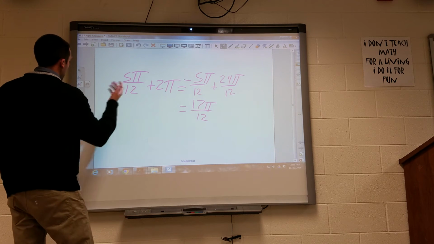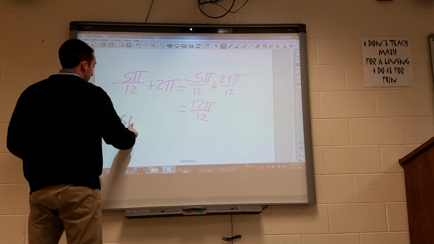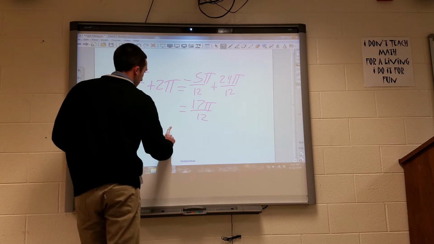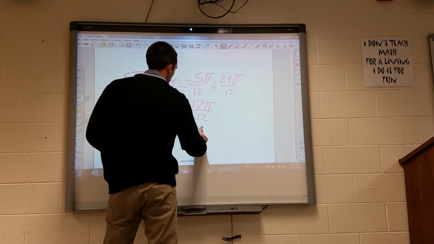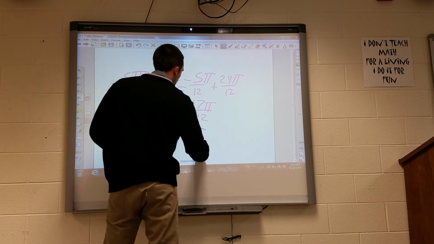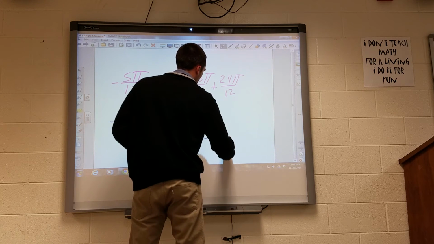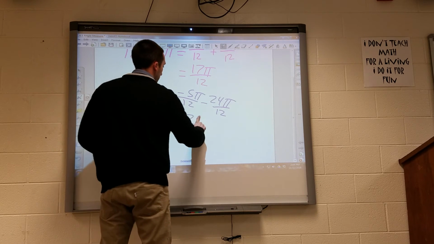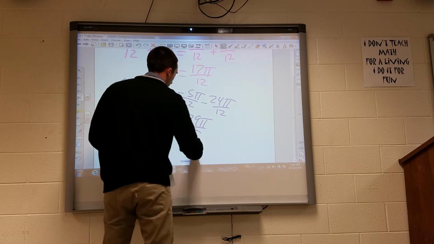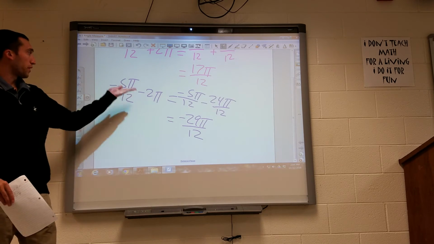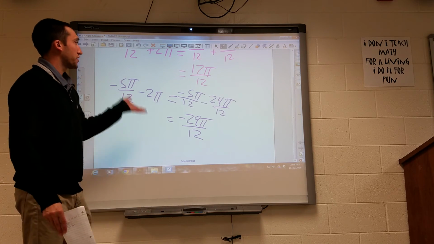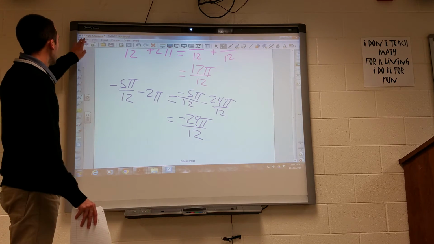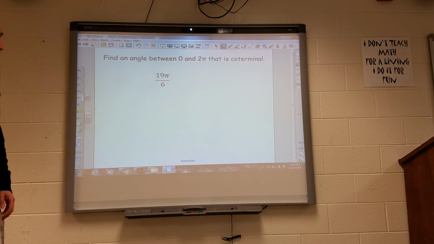And if I wanted a different negative, I would just start at negative 5 pi over 12 and subtract 2 pi. So what I'm really doing is negative 5 pi over 12 minus 24 pi over 12, giving me negative 29 pi over 12. And that'll end at the same point as negative 5 pi over 12, which ends at the same point as a positive 17 pi over 12. Leading us to the final example.